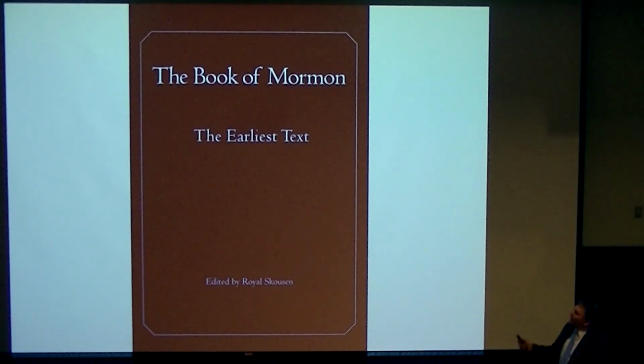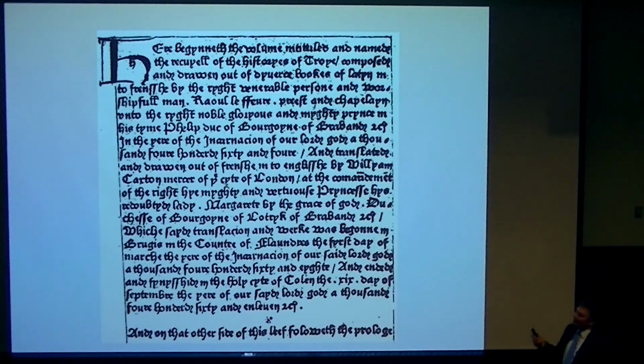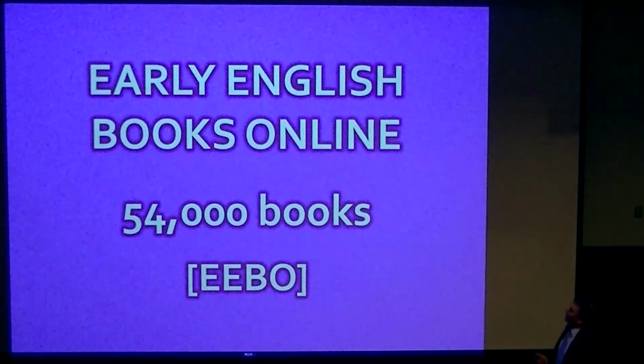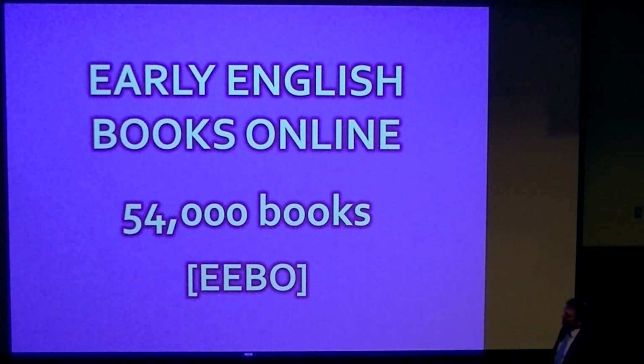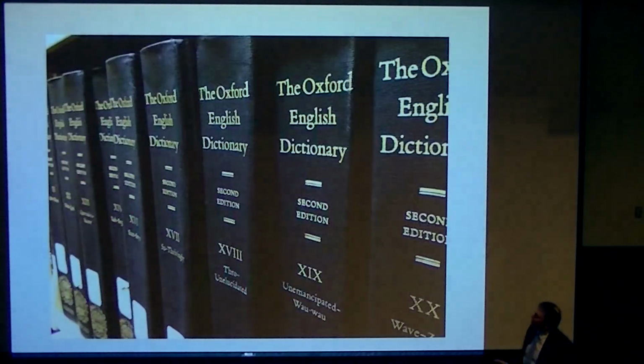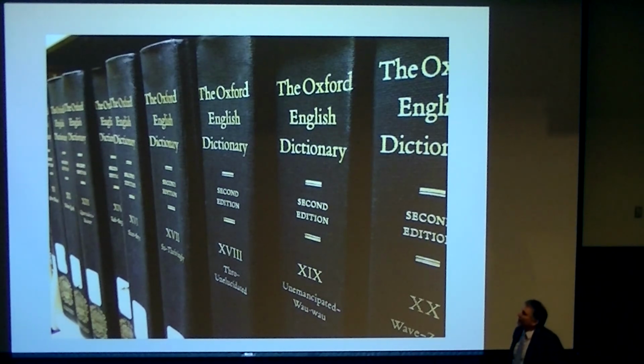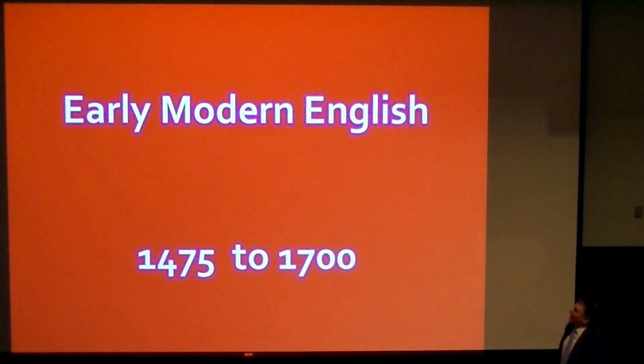Well, he didn't have the earliest text. Now we're very close to the dictation that Joseph Smith made to his scribes. He also didn't have digital databases. This is a picture of the first printed book in English by Caxton. He didn't have Early English Books Online, more than 50,000 books, which we can search. I think he may have lived barely to see the publication of the Oxford English Dictionary. But we have that today, and so that's a marvelous resource. That gives us an idea of what the text might be like.